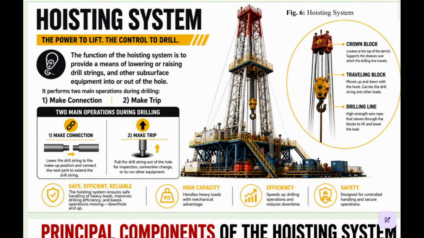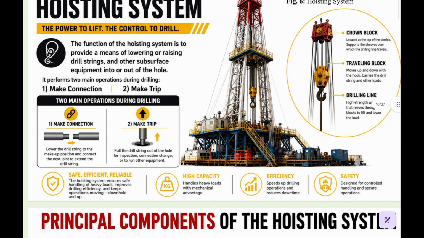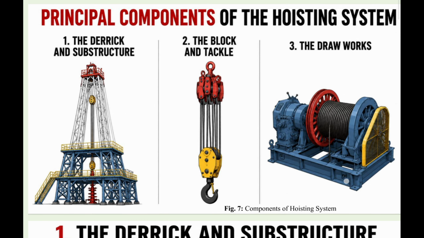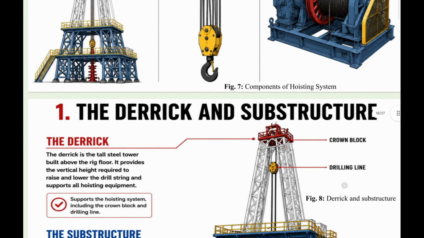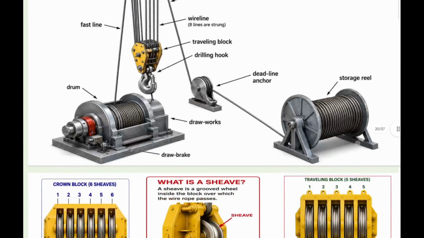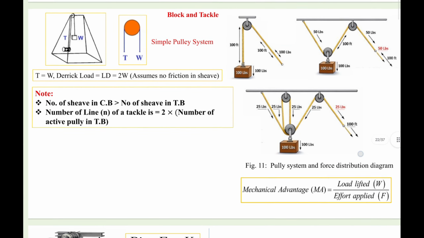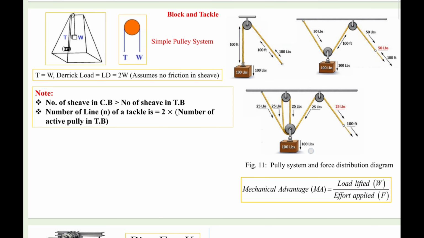In the previous lecture, I discussed the hosting system, its function and some of its components. So let's move further. I discussed this earlier in my previous video: what is the derrick, what is the substructure, and the block and tackle system. I haven't discussed the drawbox, but I will. So these are the main components. Now today, last class we discussed up to mechanical advantage.